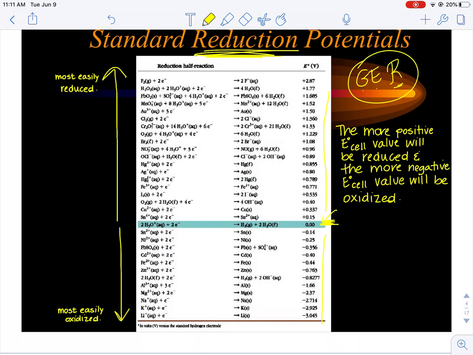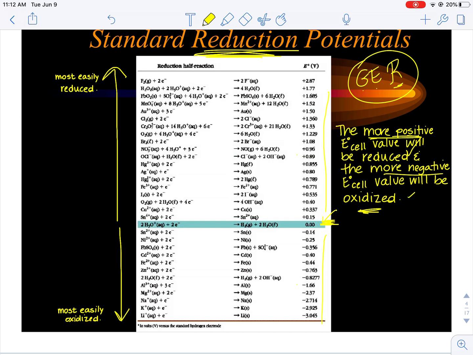I like to include this paragraph here that we just wrote down. The more positive E cell value will be reduced and the more negative E cell value will be oxidized, because it doesn't have to be. You're not locked in to having one positive and one negative value in your reactions. You might have two positive E cell values or maybe two negative E cell values. But again, the one that's more positive on this chart will be the one that's reduced, and the one that's more negative will be oxidized.